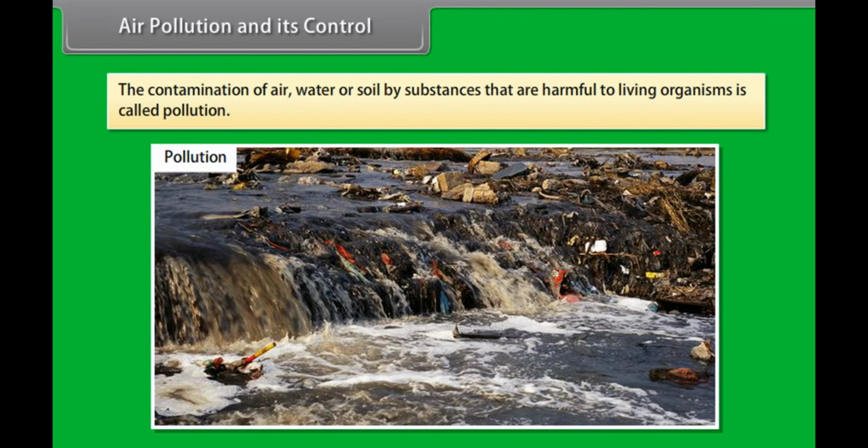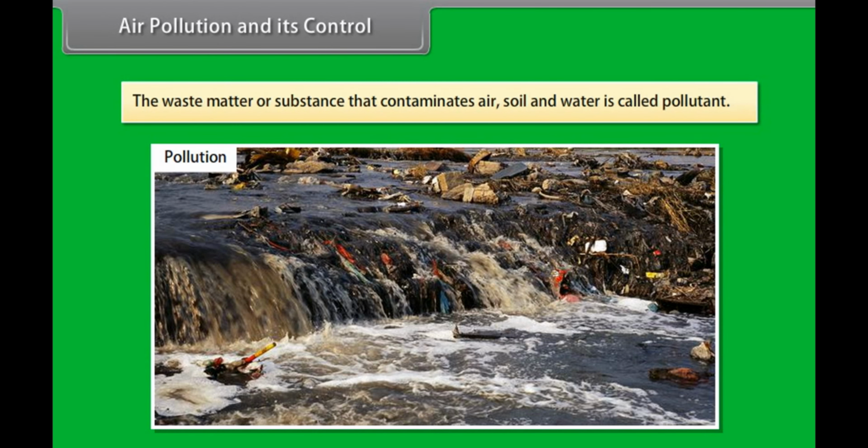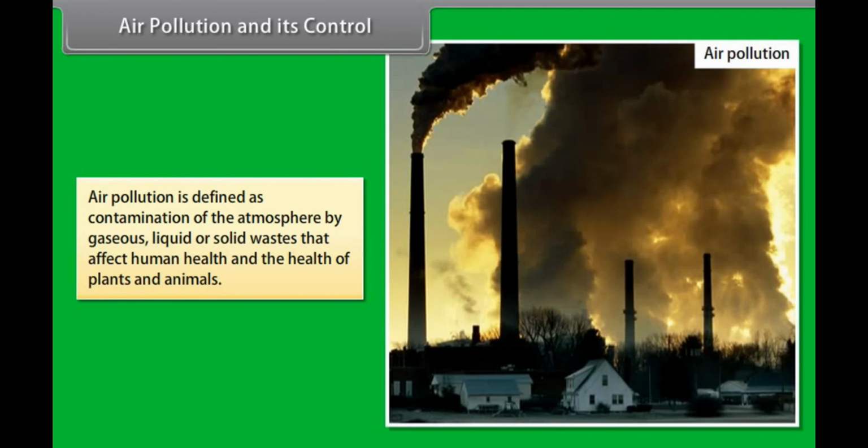The contamination of air, water or soil by substances that are harmful to living organisms is called pollution. The waste matter or substance that contaminates air, soil and water is called a pollutant. Air pollution is defined as contamination of the atmosphere by gaseous, liquid or solid waste that affects human health and the health of plants and animals.